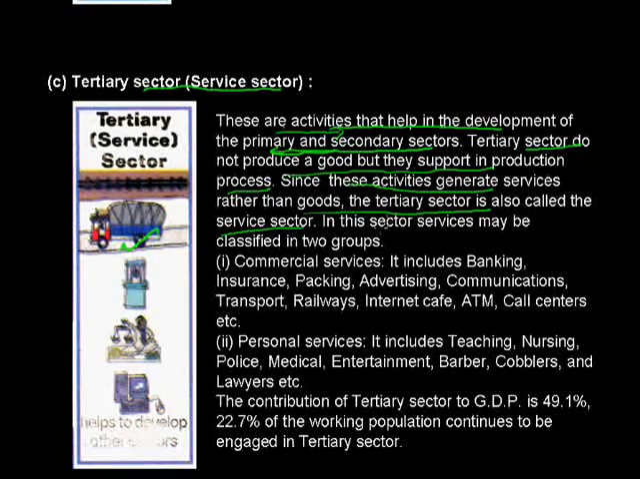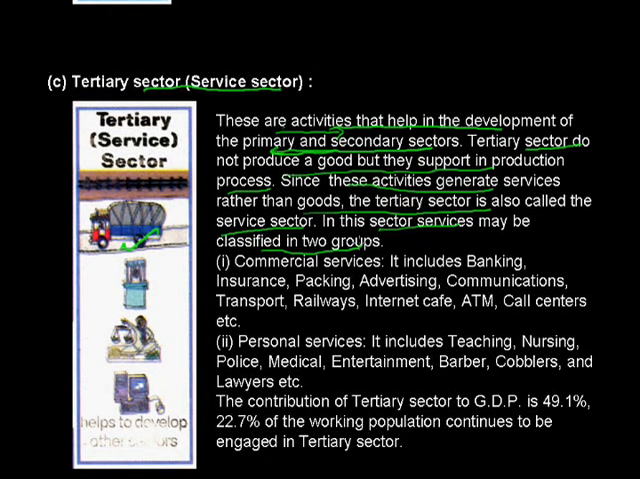In this sector, services may be classified into two groups. Especially if you talk about a country like India, many of the people are engaged in the service sector. The service sector is one place in which you can generate much income. But it is not possible for all the people to generate much income from the service sector. Like you would have seen many thela wallahs who sell vegetables and other things in the streets of your town, city. These people are also part of the service sector, but they don't generate much income. They are busy throughout the day, but they are not generating much income.